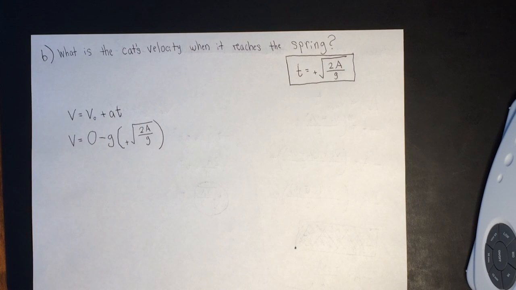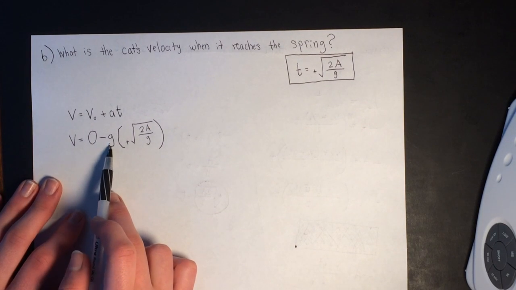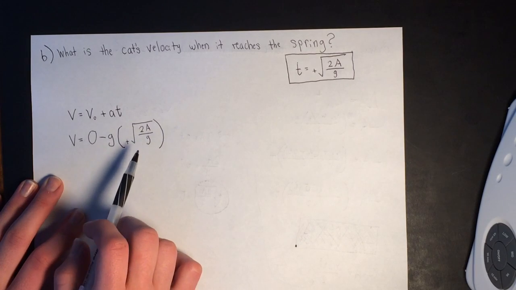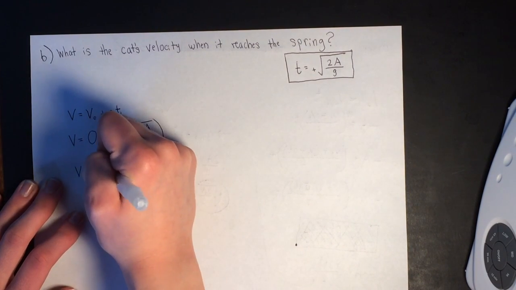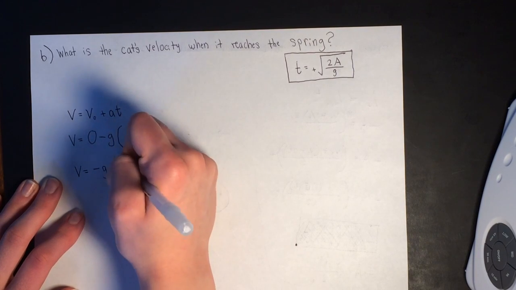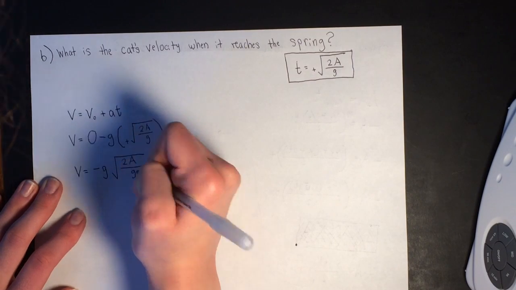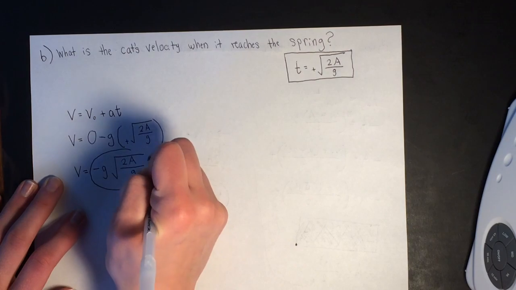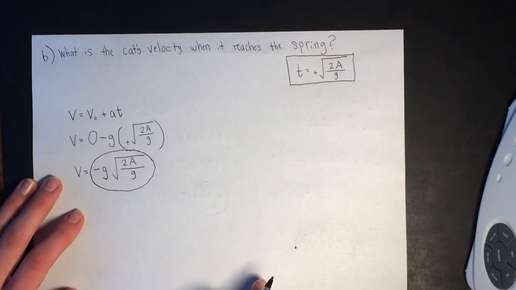And then the way I like to do it, we can get rid of the 0, of course, and negative g times the positive root of 2a over g. A negative times a positive is a negative, so I just write it as negative g root 2a over g. And that's the answer. And of course the velocity is going to be negative because it's going down, and that's what negative velocity means.